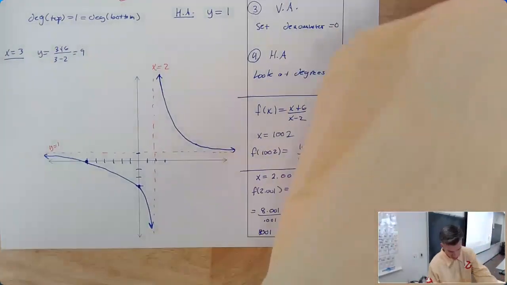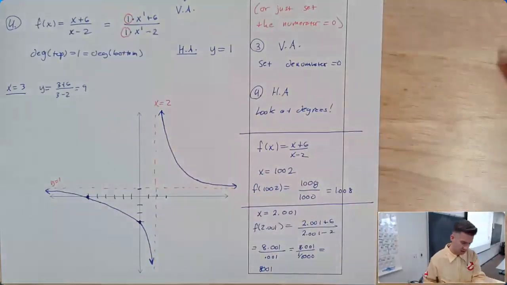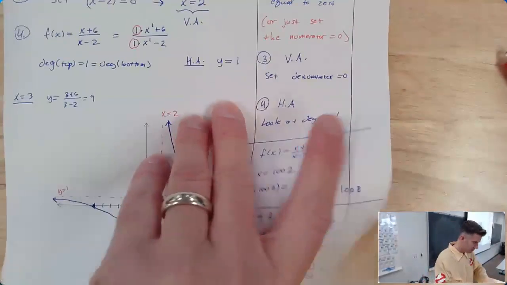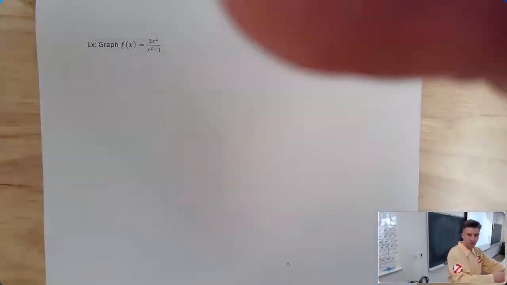Sure. So let's look at this next one, which is 2x squared divided by x squared minus 1, right? Yes. And before we get going here, I would just note that the degree on top and the degree on the bottom are the same, right? The degree on top is 2, the degree on the bottom is 2.